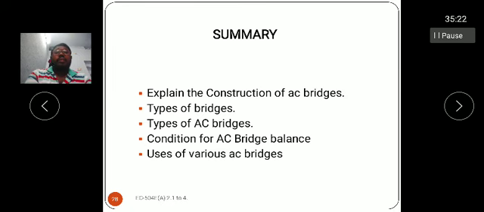In the DC bridges, we are using the detector for balancing of the bridges. We are using the detector in the DC bridges and the galvanometer in the AC bridges. We connect the supply to one pair of opposite terminals, and to the remaining opposite arms we connect the detector or the galvanometer.